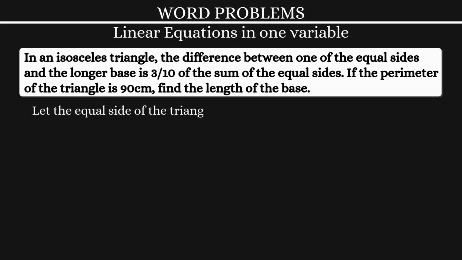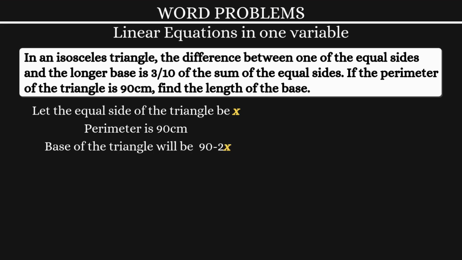Let's consider the equal side of the triangle to be x. The perimeter of the triangle is 90 centimeters. So the base of the triangle will be 90 minus 2x. Now we have to find the difference between the base and the equal side. An important keyword to note here is that the base is longer. So we'll be subtracting the equal side from the base. 90 minus 2x minus x.